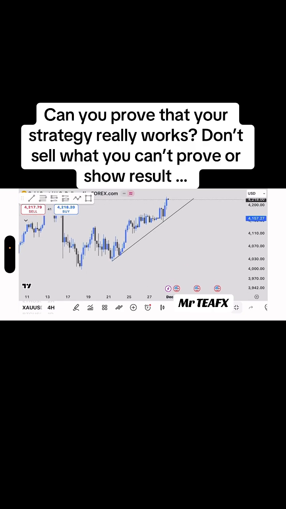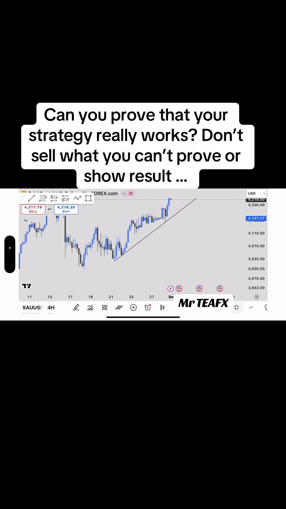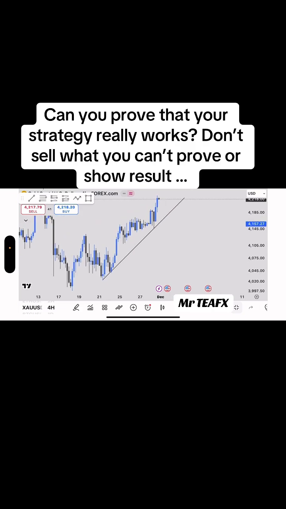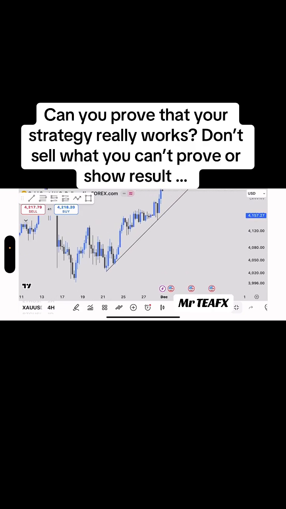Okay, how do you know an uptrend market again? This is a higher high, higher low, a higher high, higher low, a higher high, a higher low, a higher high, which means this is an uptrend market. Now when you draw your trend line, look at this.